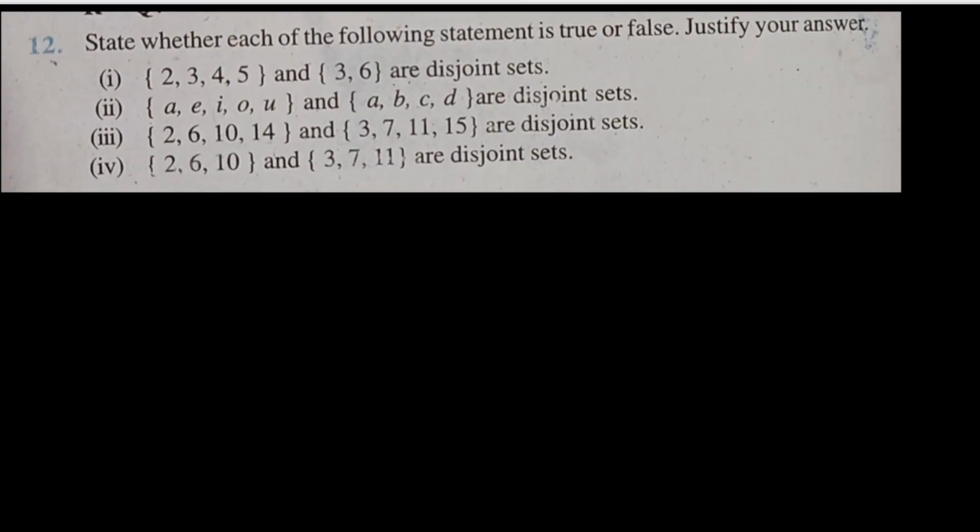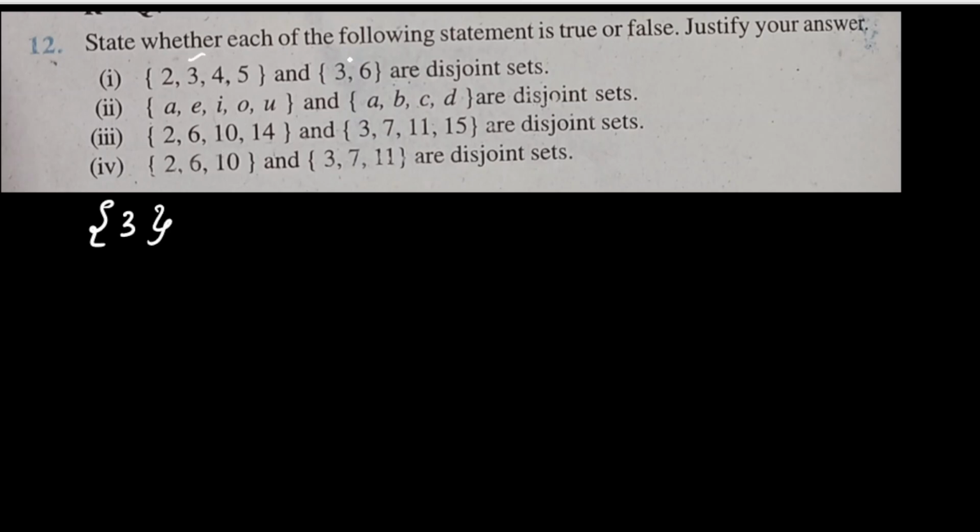Let's do the last question of this exercise, which is question number 12, and this question is true or false. We just have to mention whether the given statement is true or false. So the first one, {2, 3, 4, 5} and {3, 6} are disjoint sets. For disjoint, I have told you a very easy way to figure it out. You just find the intersection of the given sets. If you find the intersection of these two sets, you will get 3.